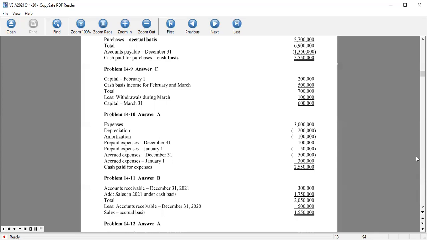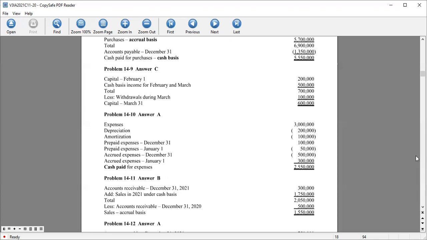So we have the capital beginning, or February 1, of 200,000. Then we have the cash basis income for February and March of 500,000. From the total of 700,000, we deduct withdrawals during March of 100,000. The capital end is 600,000. Now, with regards to expenses of 300,000, these were paid in April.